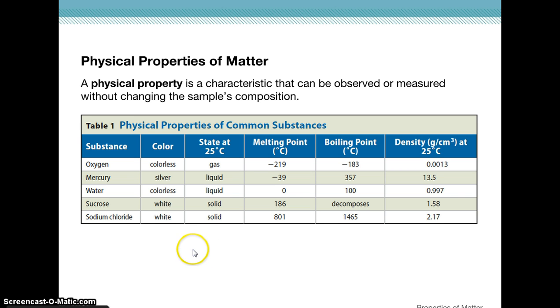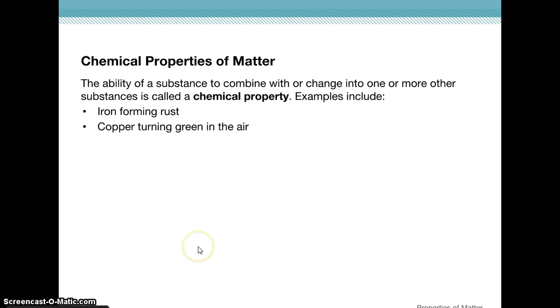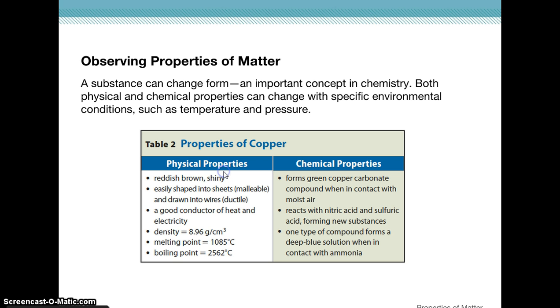So we're going to be doing a lot of observations of properties. We're going to be measuring some properties and using properties of substances to separate them from other substances. A chemical property is the ability of a substance to combine with or change into one or more other substances. So this is the ability of something to react with something else. Like iron will react with oxygen to form rust. That's a chemical property of iron. Or copper will turn green when it oxidizes. So those things would be considered chemical properties.